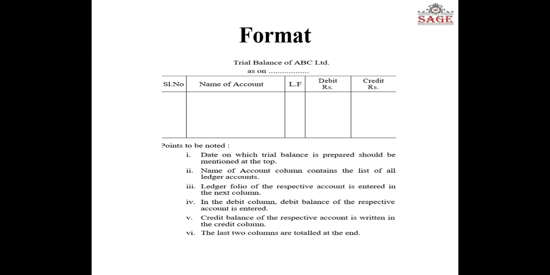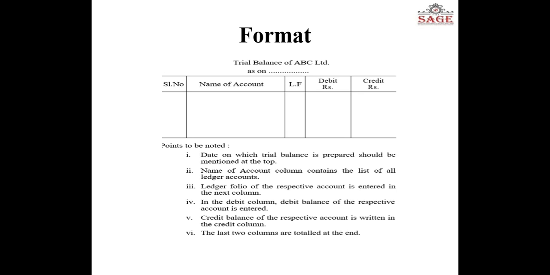This is the format of trial balance. Trial balance of ABC Limited. I have just written the name of the company. You can write the name of the company, and the date on which you are preparing it. It can be prepared monthly, quarterly, or half yearly, depending on the company's accounting policy. The columns are serial number, name of accounts, ledger folio, debit amount and credit amount. At last we will add the debit side and the credit side after writing all the account balances.